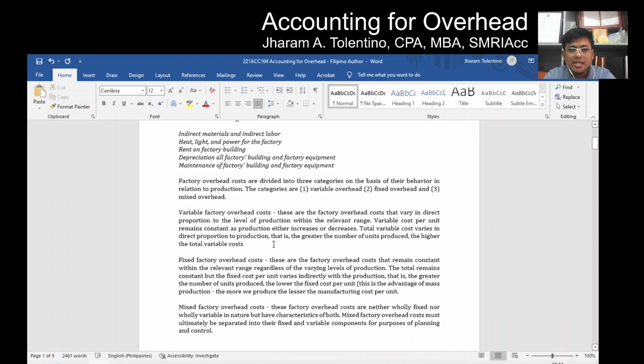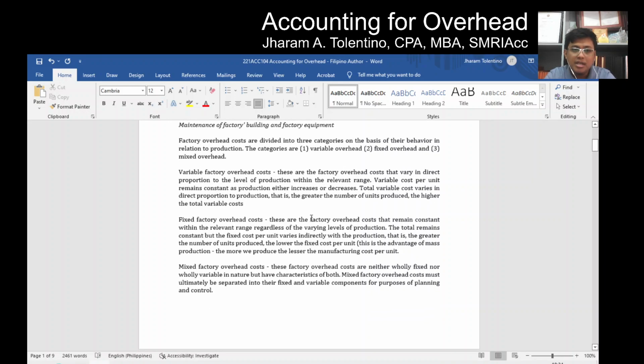Okay, next. Factory overhead costs are divided into three categories on the basis of their behavior in relation to the production. So, ito yung mga na-discuss na natin dati. We have the variable, we have the fixed, and the mixed overhead. So, when we say variable factory overhead costs, these are the factory overhead costs that vary in direct proportion to the level of production within the relevant range.